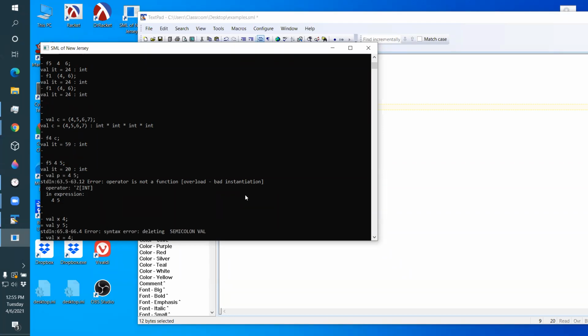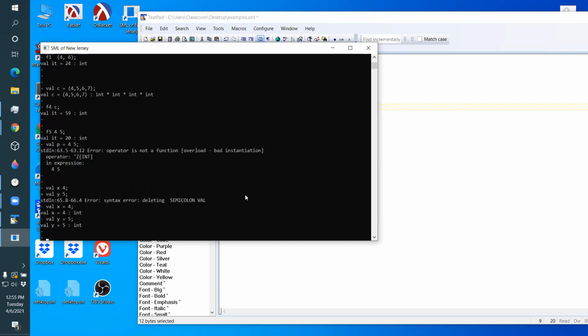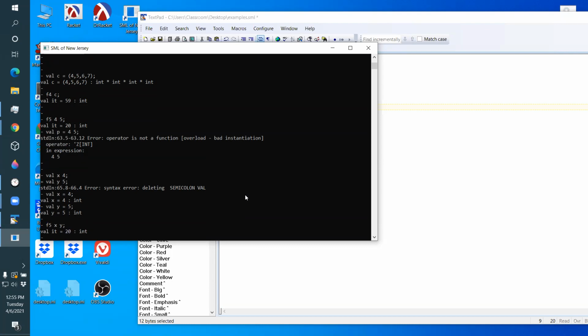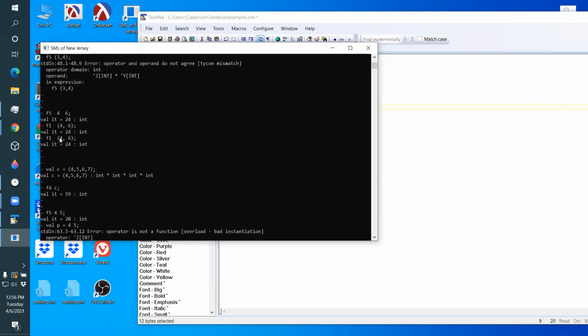I give 4 a name, and I give 5 a name. Then I can call F5 on the names X and Y, but see, it's still taking in 2 things. I can give them names, but when a function takes in a tuple, it's only taking in 1 thing, so you only need 1 name. If I wanted to give that tuple a name, I only need 1 name for it.